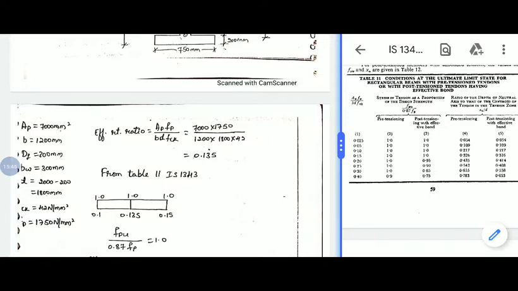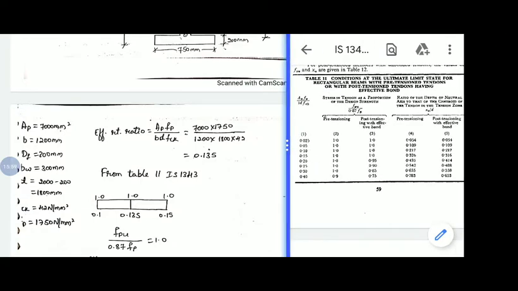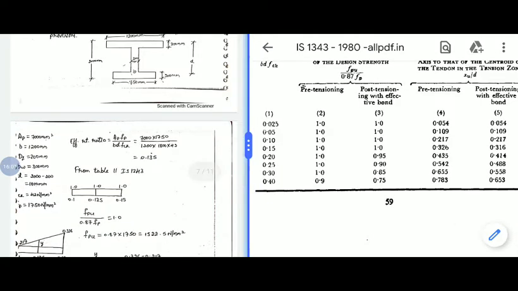FCK is 42 and FP is 1750 Newton per mm square. So first find out the effective reinforcement ratio, APFP by BDFCK. We will get 0.135. Again go to table number 11 in IS 1343. 0.135 lies between 0.1 and 0.15. For both we have 1. So FPU by 0.87 FP is equal to 1.